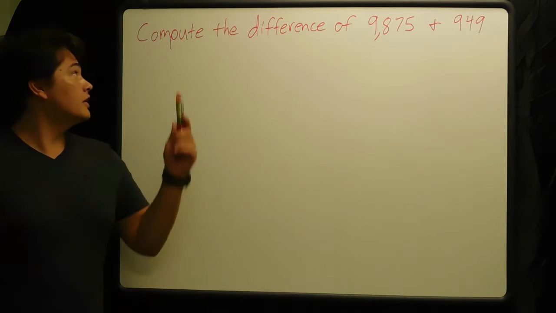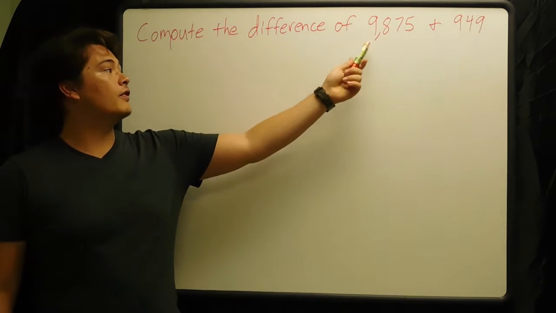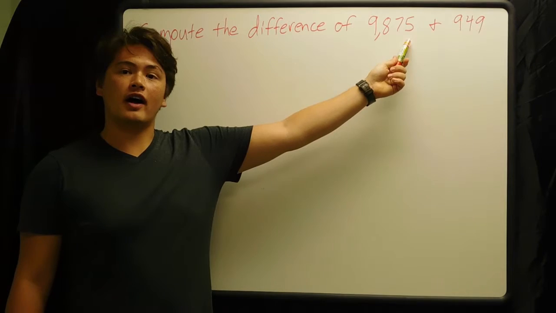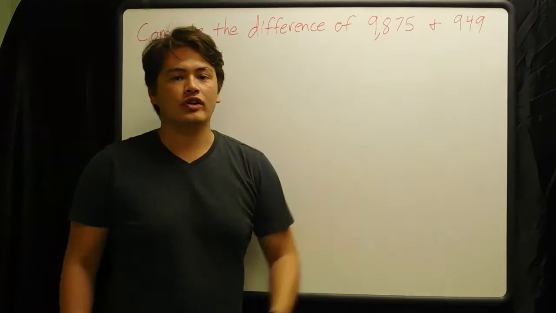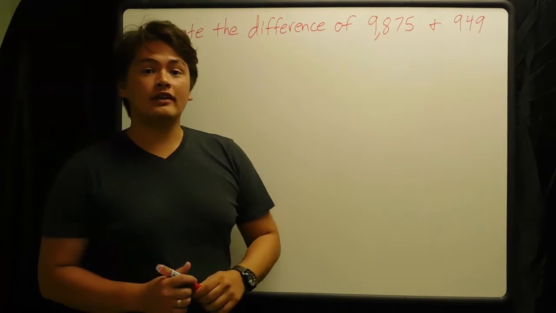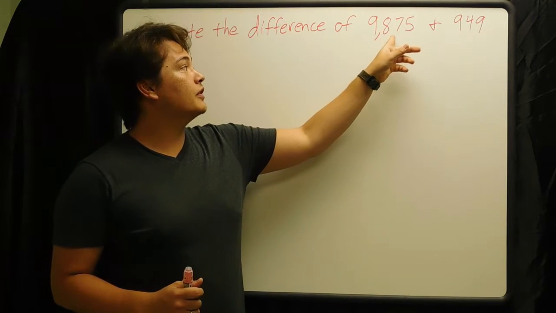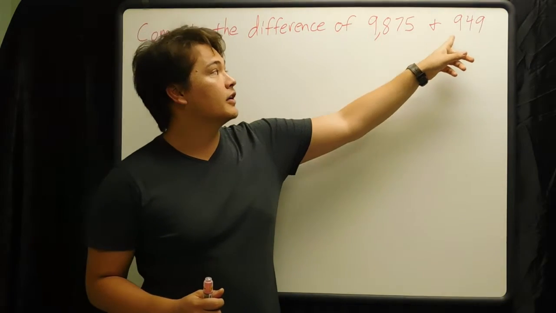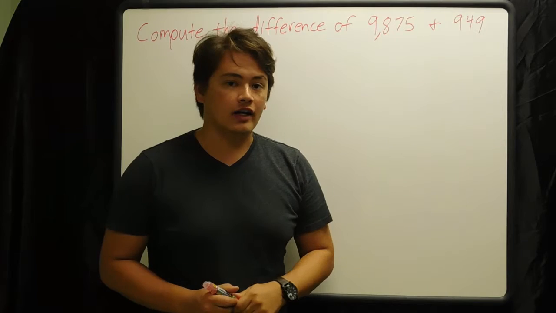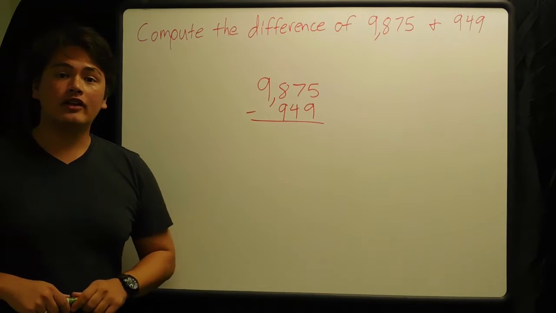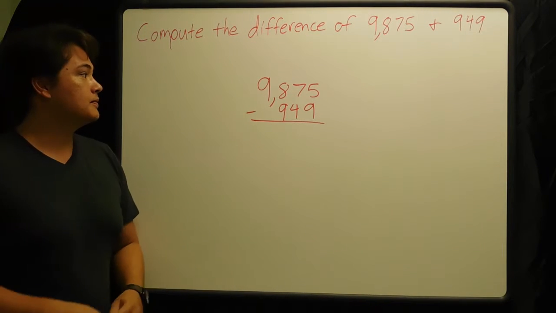This question is asking, compute the difference of 9,875 and 949. These are going to be subtracted from one another. 9,875 minus 949. So now that I've got them lined up, I'm going to subtract.